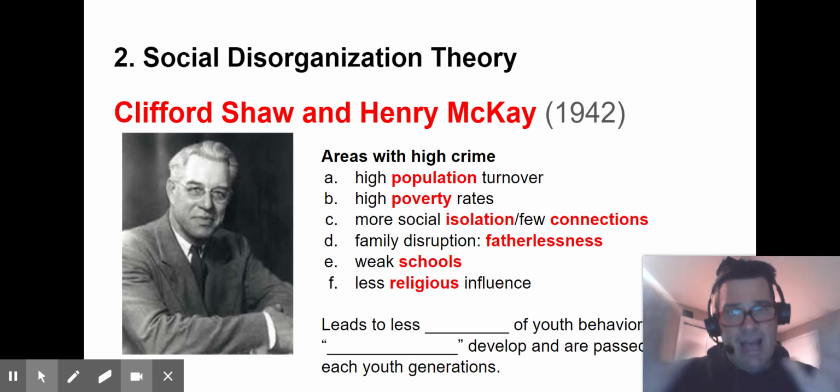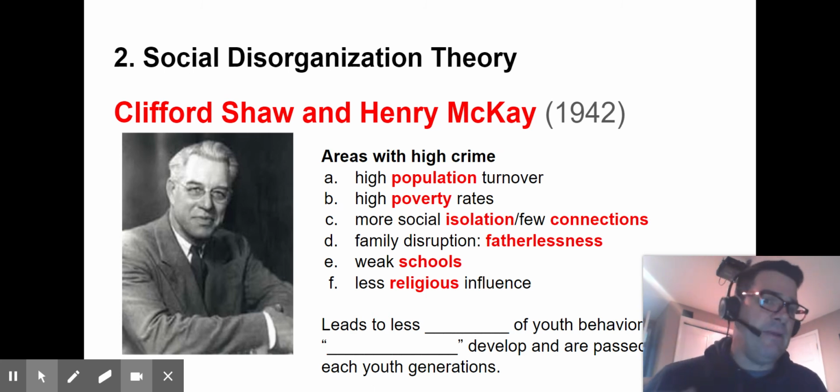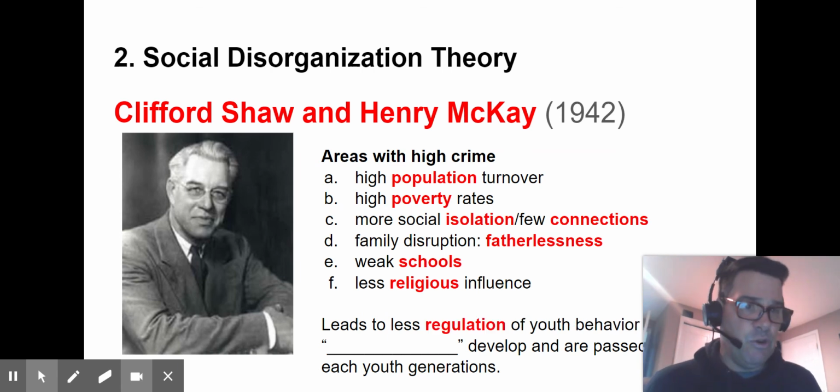Now, the theory behind all of this that Shaw and McKay put forward is this: when you have all these different things happening, the population turnover, the poverty rates, less isolation, fatherlessness, weak schools, less religious influence, this leads to less regulation of youth behavior. And what does that really mean? That means less supervision of youth. When we're really talking, we're talking about boys mostly, because most violent crime happens among boys, and 95% of violent crime happens among men and young men.